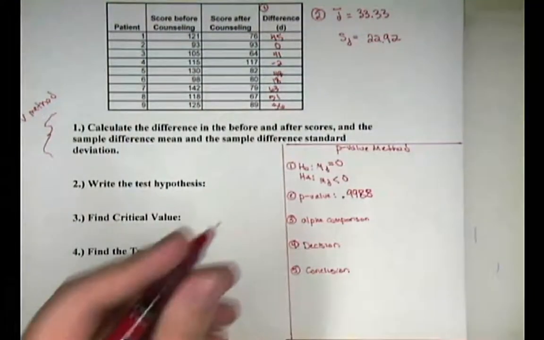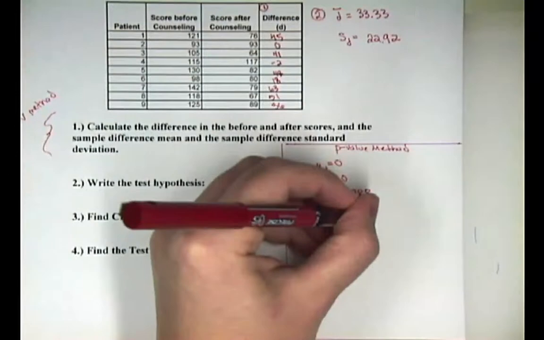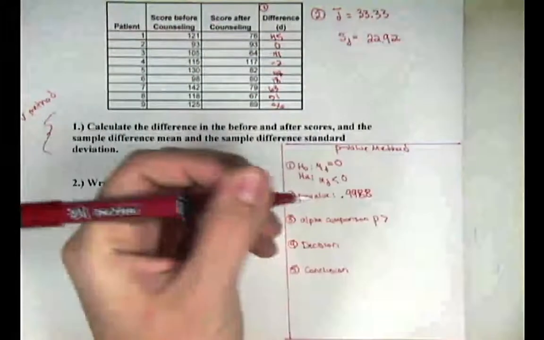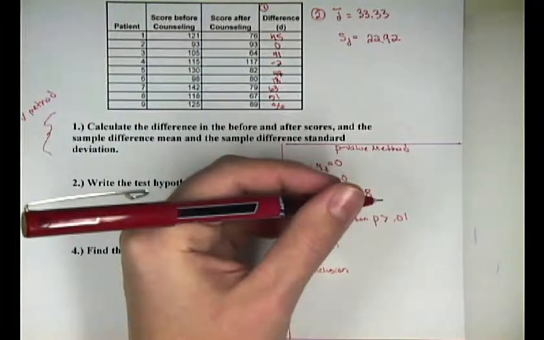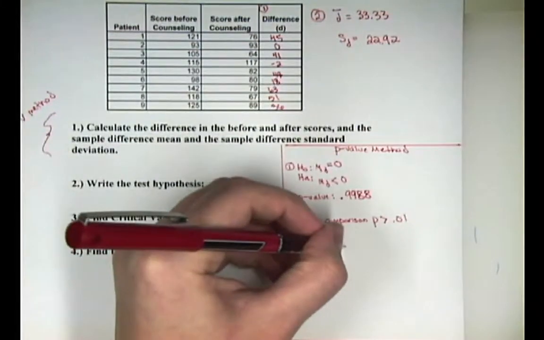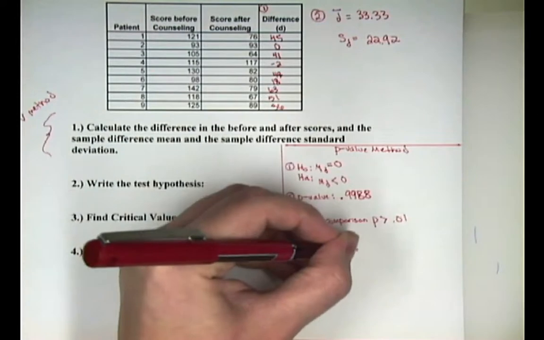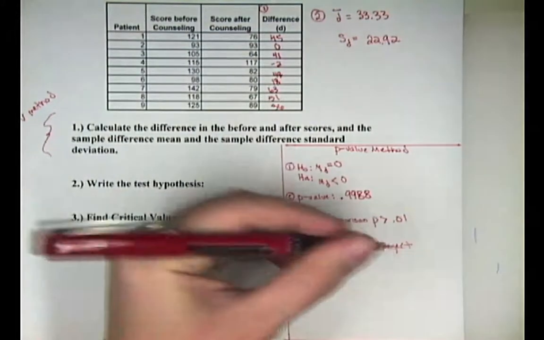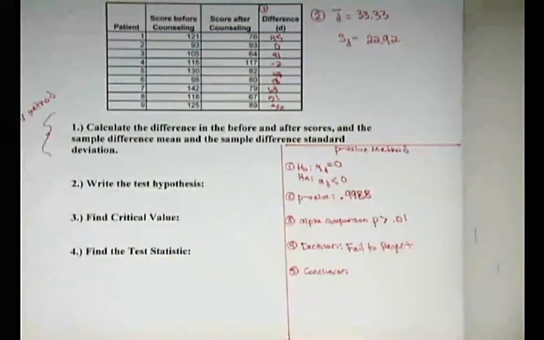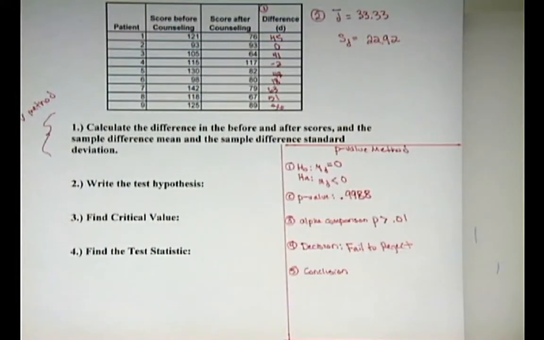And now we want to compare it to alpha. The p-value is significantly greater than our alpha of 0.01. So we are going to fail to reject by the rule. Again, look back at the p-value method if you've forgotten your rejection criteria.